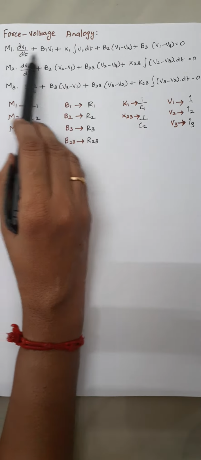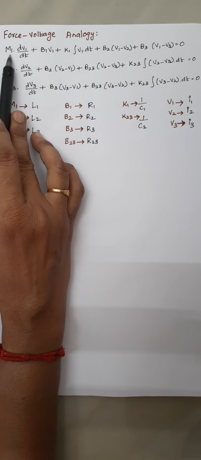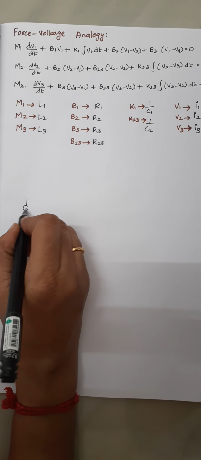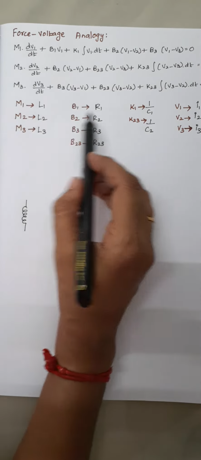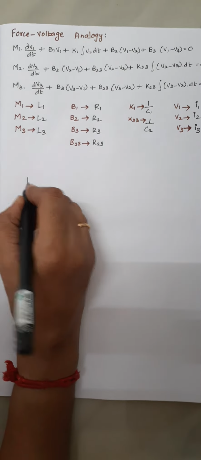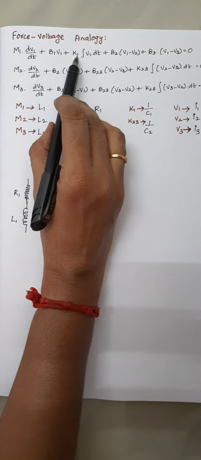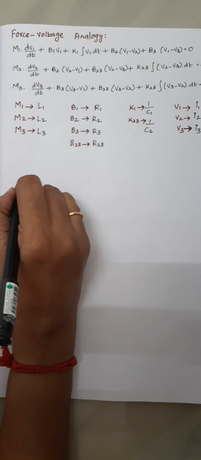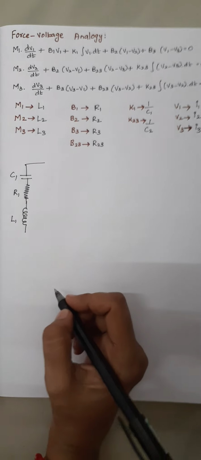So just consider your first equation. Here in this first equation you have a mass M1, and this M1 is represented as L1, so just draw an inductor. The next one is B1, and B1 is represented as R1, so just draw a resistance here. So this is your L1 and this is your R1. Next you have K1, and this K1 is represented as a capacitor, so just draw a capacitor here. This is your C1, right?